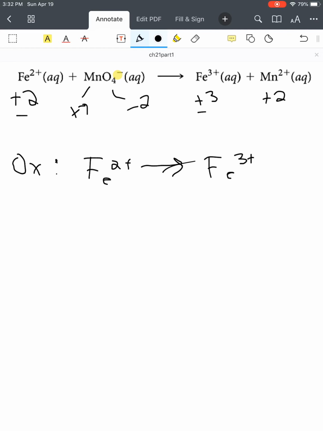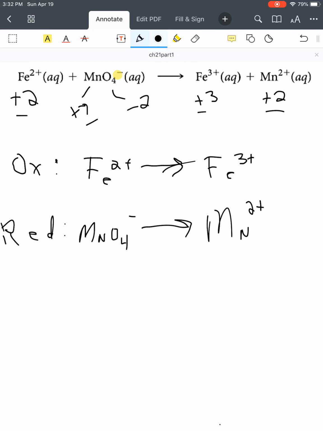Now, because of that, what do we see? Well, the manganese goes from +7 to +2. Seems like that's a reduction. So right here out of the gate, I'm able to break up this overall chemical reaction into an oxidation and a reduction half reaction. So I've already achieved that, haven't I? So where do I go from here?